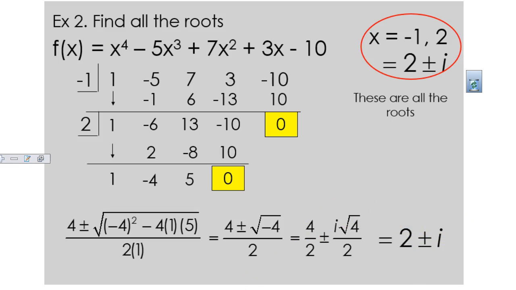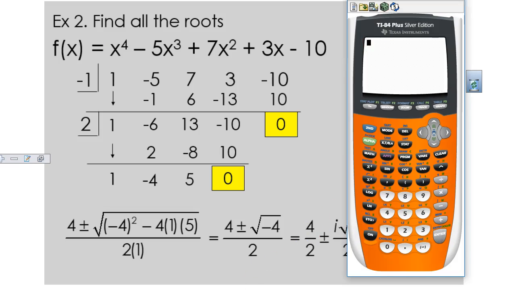In our second example, let's kind of review with our calculator what exactly we do. How do we find the fact that -1 and 2 are rational roots that we can use? Well, we've been talking about how to use our calculator to look at the graph to see if we can find some good rational roots. And I've already put in the function listed here, x to the 4th minus 5x to the 3rd plus 7x squared plus 3x minus 10 in my calculator in y1. I've already put that in there.